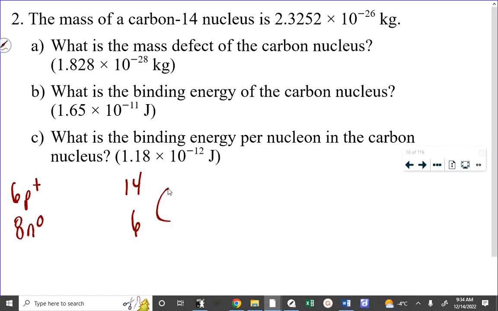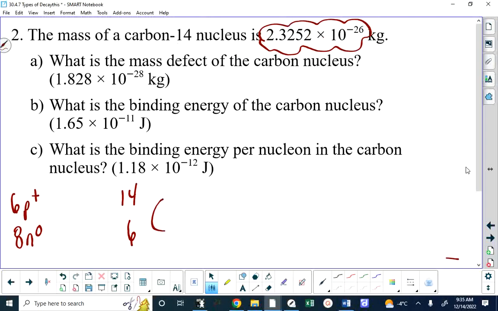So what is the mass defect? What we need to do is compare this mass, which is the mass of the assembled nucleus, with the total of the masses of all of the pieces if I remove them. And this is where you're going to use the numbers at the top of your page. For a proton, 1.6726 times 10 to the negative 27 kilograms. And for a neutron, 1.6749. And those are given to you on exams. You don't have to memorize them.